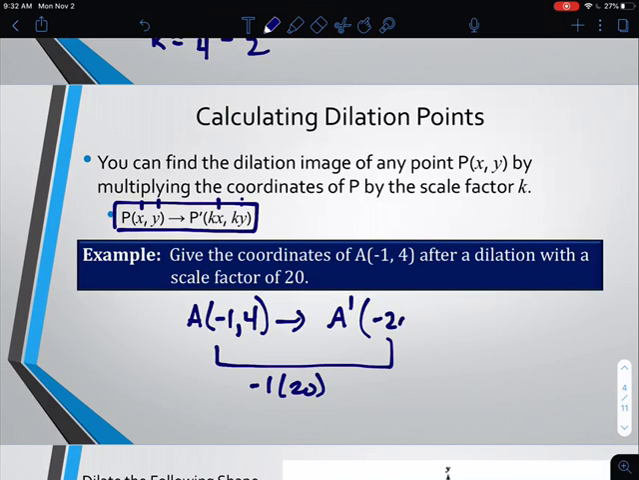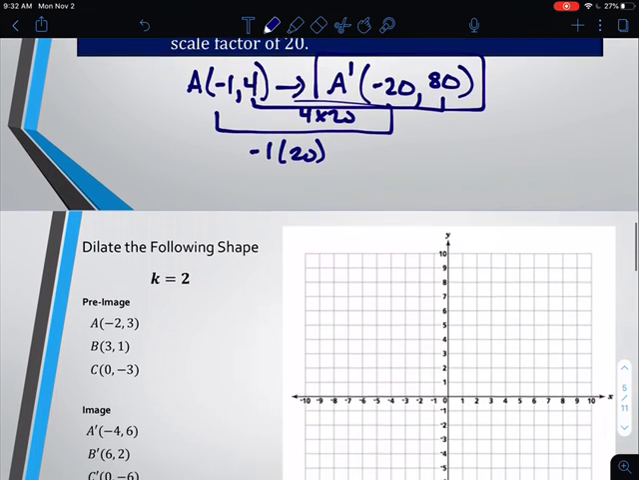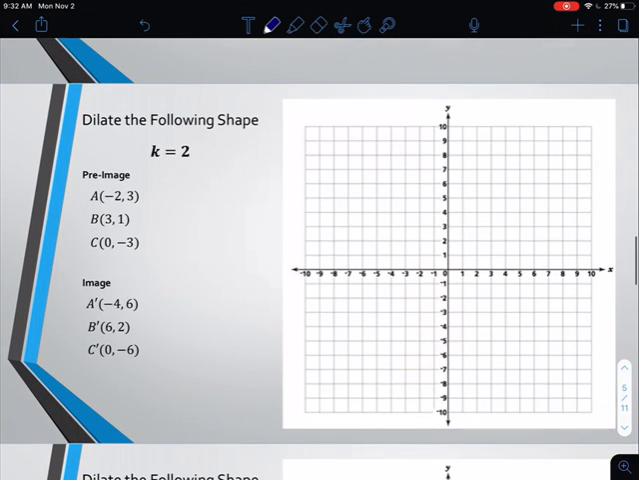So -1 times 20 is -20. So there's my x-coordinate for A prime. And then I do the same thing for y. So if I want to go y, I'm going to take 4 times 20. And so y would end up at 80. And so I end up with A prime at -20, +80. So it's just a matter of multiplying each value by the scale factor. So we can then use that to actually perform dilations.